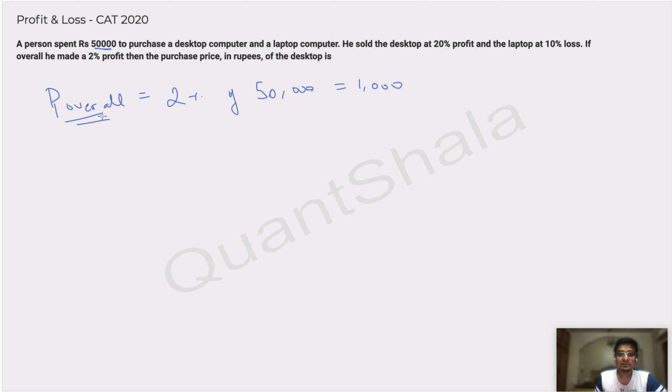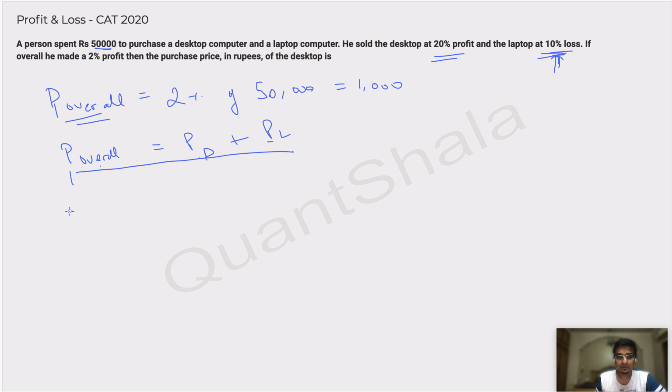Now, where is this profit overall coming from? It is coming from the profit on desktop and laptop, or whatever loss. So is it okay to write P overall is equal to profit on desktop plus profit on laptop? For now, we are not thinking about this loss on laptop. We are simply writing a generic equation. The total profit would be coming from these two individual profits adding up.